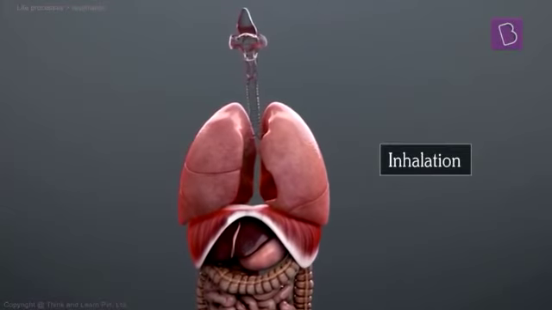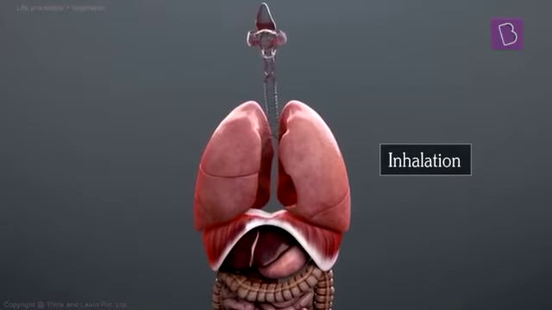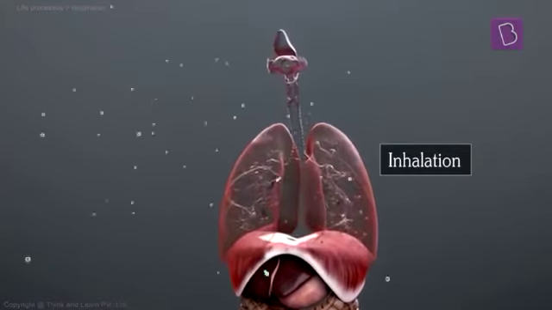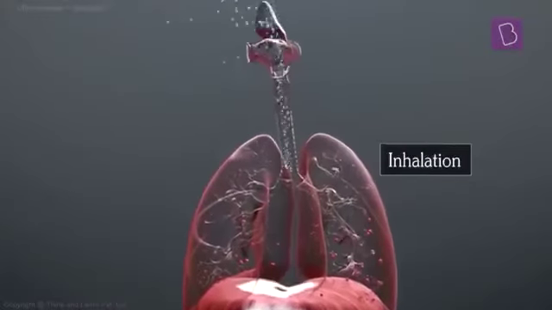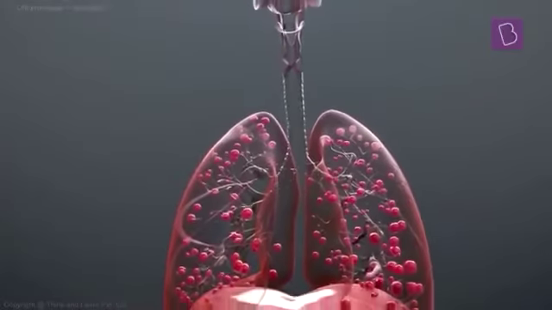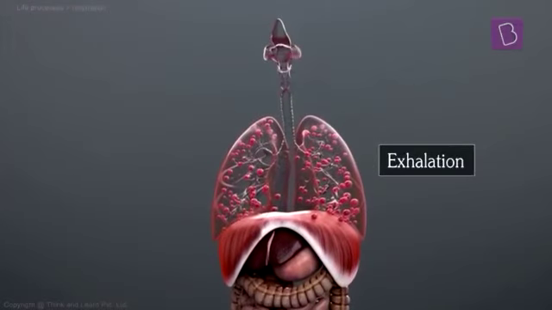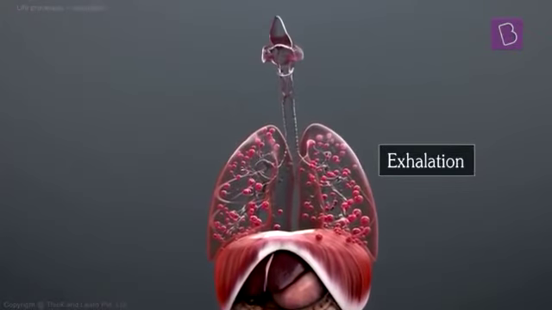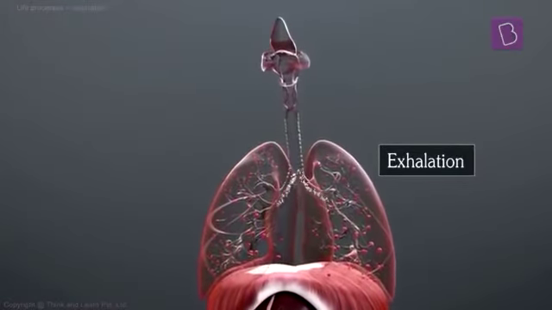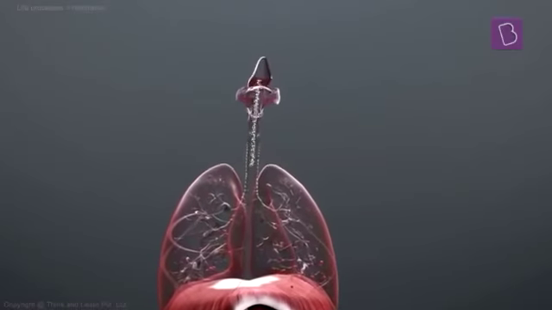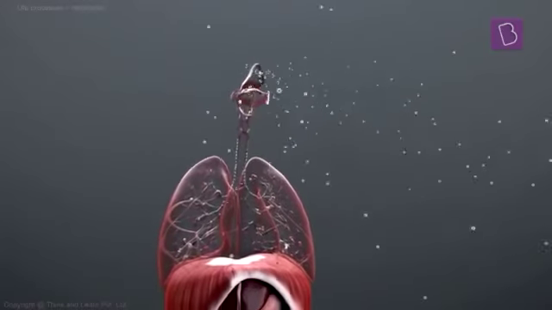After the contraction of the muscular diaphragm, the lungs expand and the air rushes in, resulting in the inflation of the alveoli. During exhalation, the diaphragm moves up and the lungs contract. Thus, the alveoli deflate, causing the air to be forced out. This exhaled air is rich in carbon dioxide.